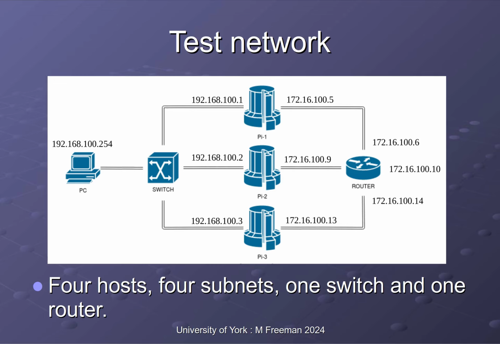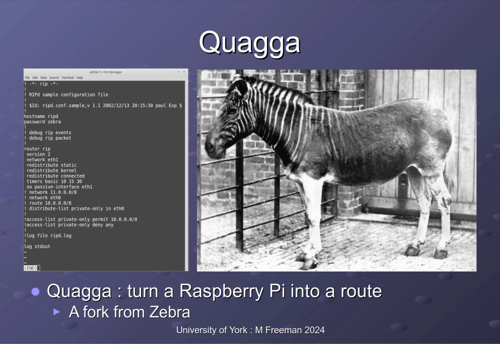Typically, most of our servers are running on Pi 1, and we're using another Pi to act as the client. However, we can configure our Raspberry Pis into routers. There's some software called Quagga, which is a fork of Zebra, which is a suite of software that allows you to implement various routing protocols, so RIP, OSPF, BGP, etc.